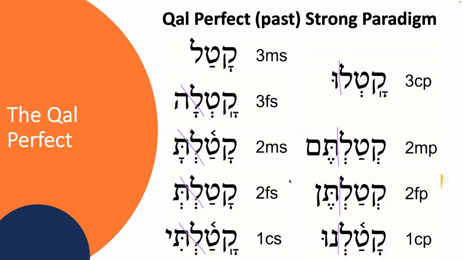What does Qatal mean? Kill. He killed. Yeah, he killed. Qatla, she killed. Qatlu, they killed. And remember, that's a common plural. There's no feminine or masculine in that.